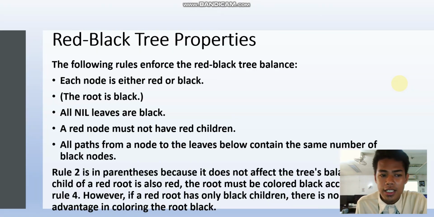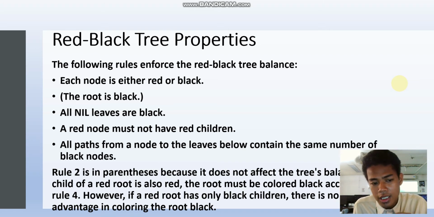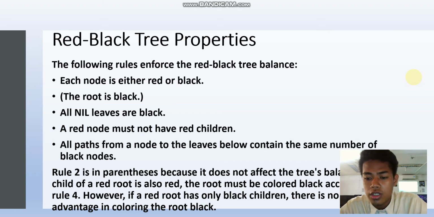Red black tree properties. The following rules enforce the red black tree balance. Each node is either red or black. The root is black. All NIL leaves are black. A red node must not have red children. All paths from a node to the leaves below contain the same number of black nodes.